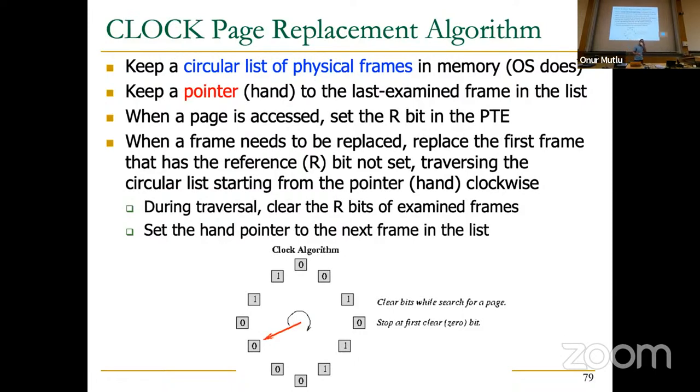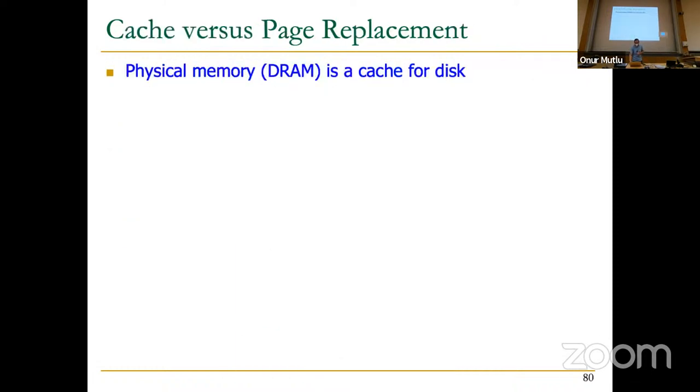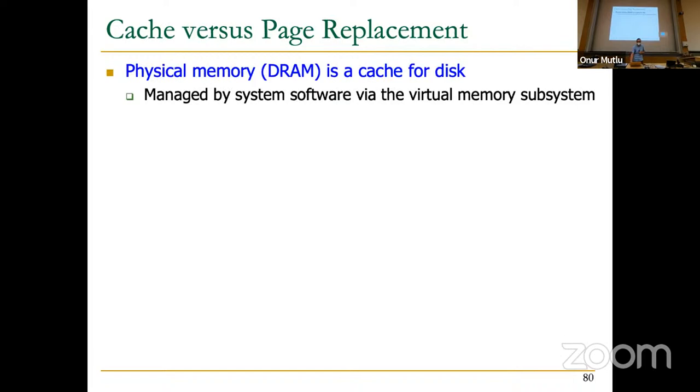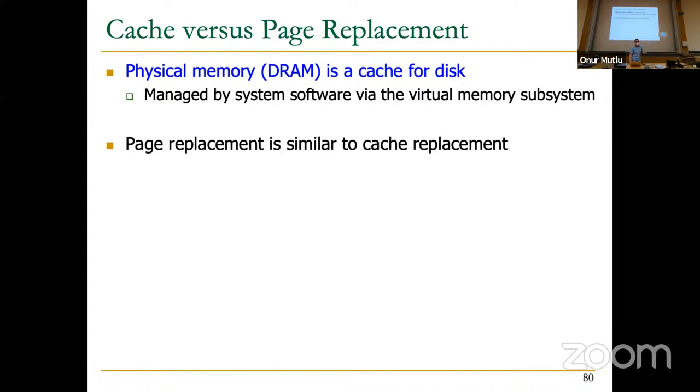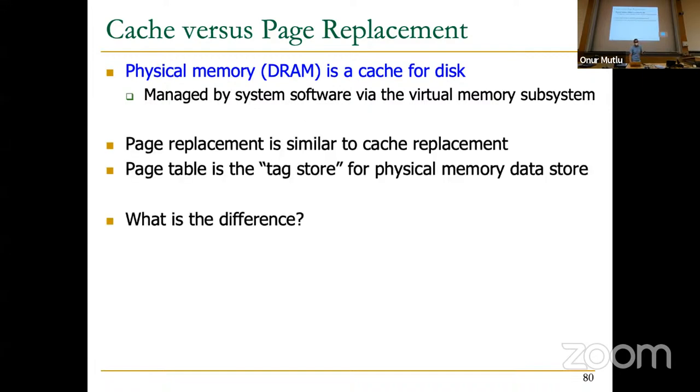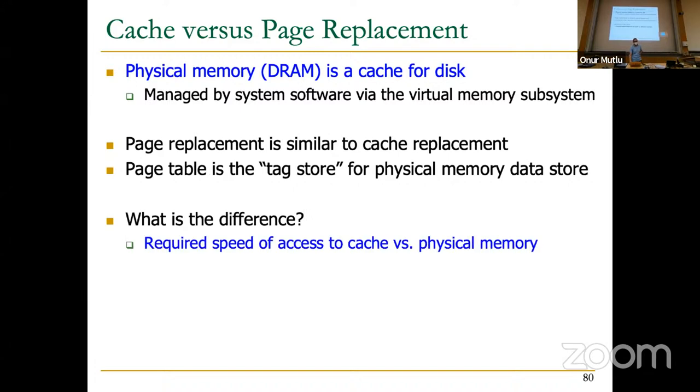Modern operating systems actually have a much more improved version. If they employ something based on clock, it's much more improved. Basically, they don't run into that very bad case where they have to traverse all of the physical memory bits to get to a zero. Okay, so I think we've discussed this. Physical memory is a cache for disk. It's managed by the system software, mostly accelerated by hardware via the virtual memory subsystem. And page replacement is similar to cache replacement. And we've already said this. The difference is the required speed of access to the cache versus physical memory is very different.